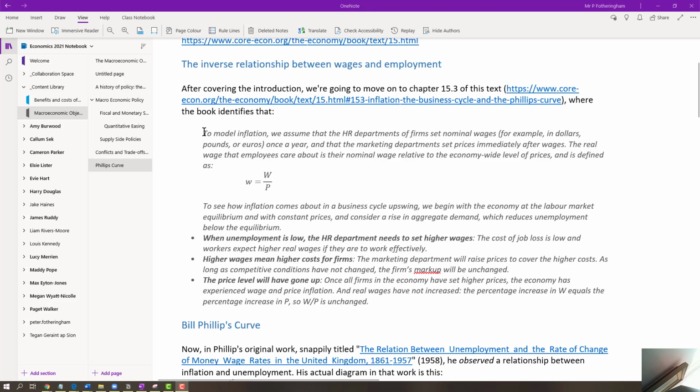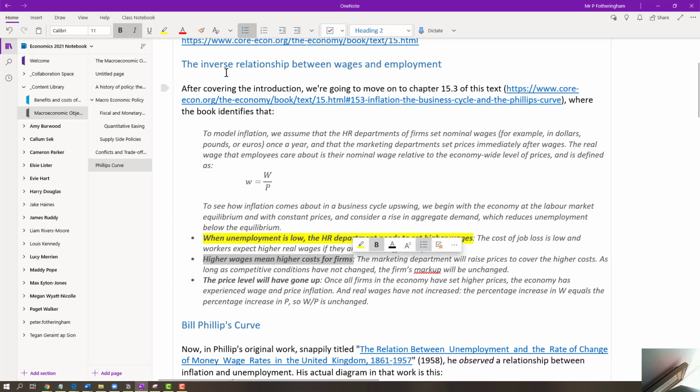After that, I'm going to get you to flip a little further into the book, where they talk about inflation and why it happens. This is quite important, and it's a direct quote from the book. It talks about how when unemployment is low, HR departments need to set higher wages. So when unemployment is low, we set higher wages because it's more difficult to find the workers that we need.